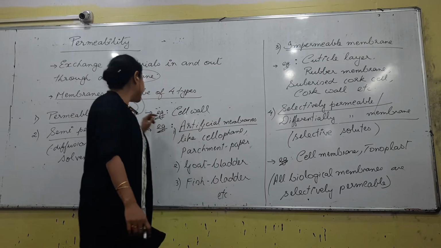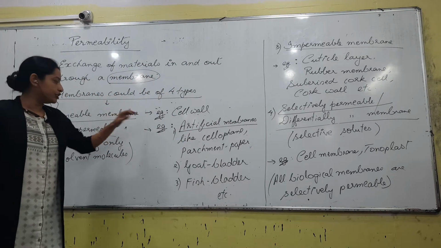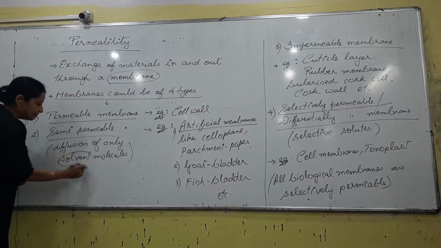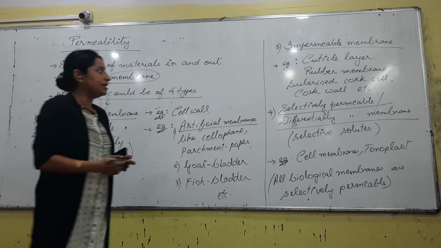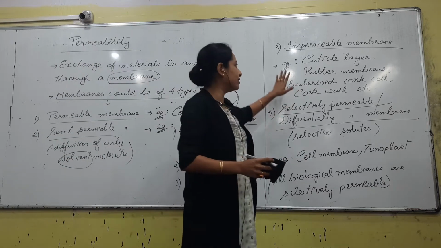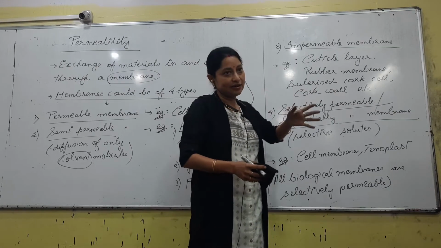Now, as we understand, in a permeable membrane, solute, liquid, solvent, any molecule can pass through. In a semi-permeable membrane, only the solvent moves, so we have written the movement of only solvent. In the case of impermeable, there is no movement at all, in or out, so it is called impermeable. For example, suberized cork cells, where suberin is deposited, nothing goes in or out.